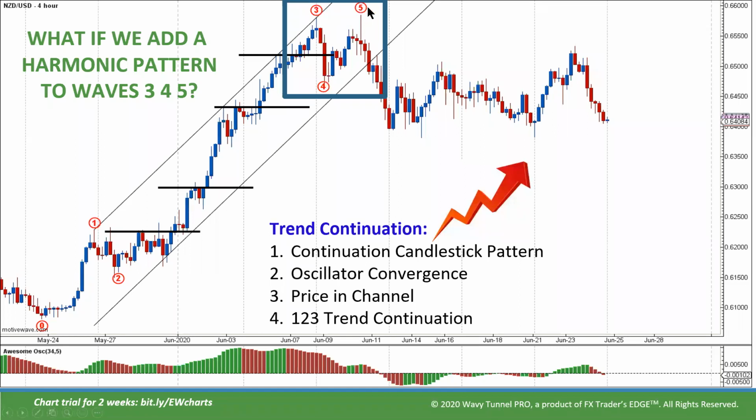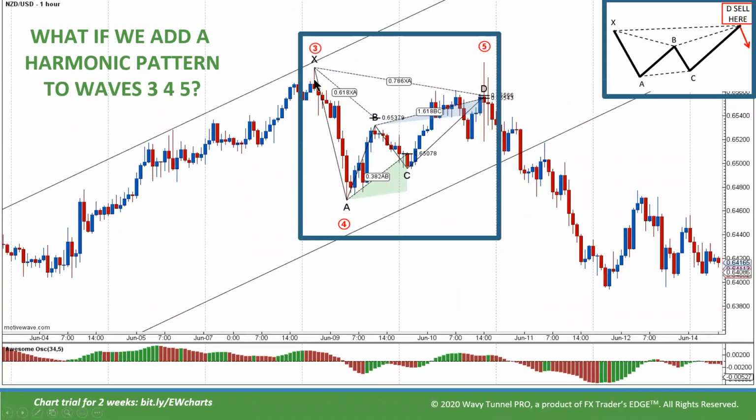Again, if you've targeted wave 5 to be the same length as wave 1 or any percentage of waves 1 through 3, and that coincides with the harmonic pattern, that gives you confidence as a trader that maybe we are coming to the end of the move. So let's look at that harmonic pattern. This is the harmonic pattern. And then the market moves down after that. Okay, so that's a great thing to add.